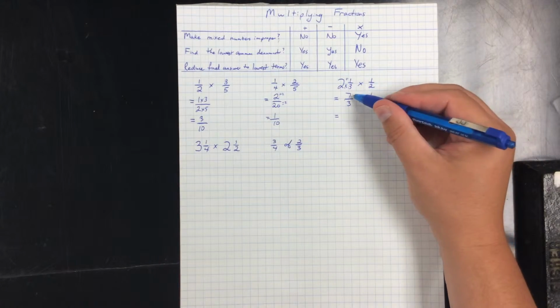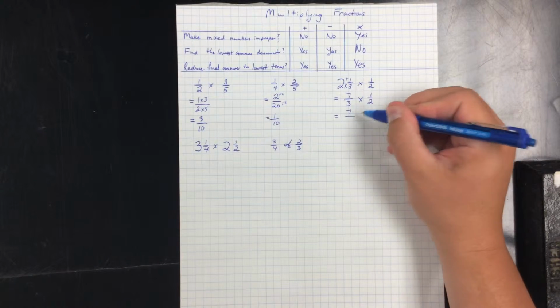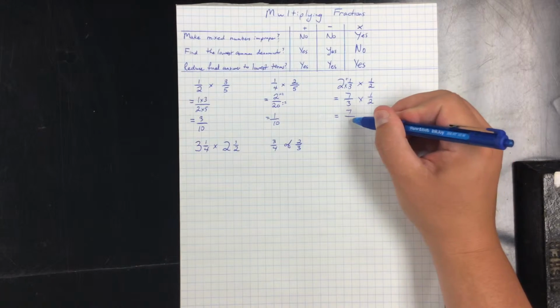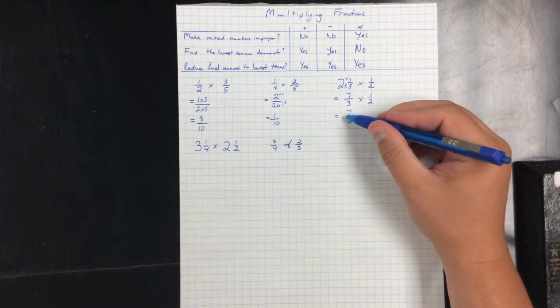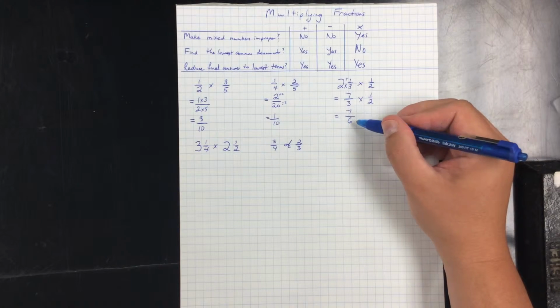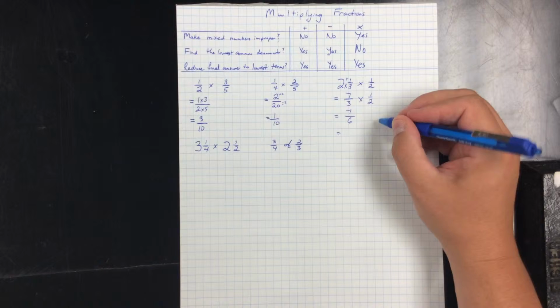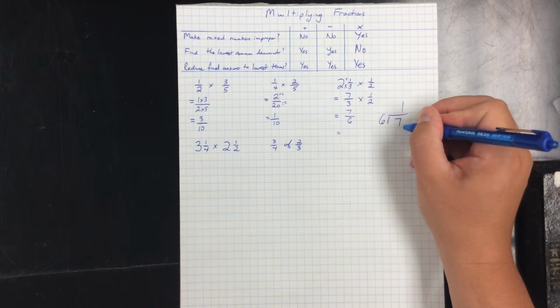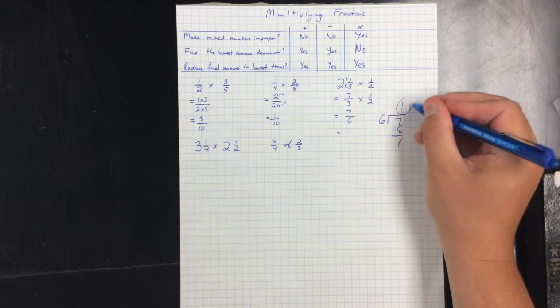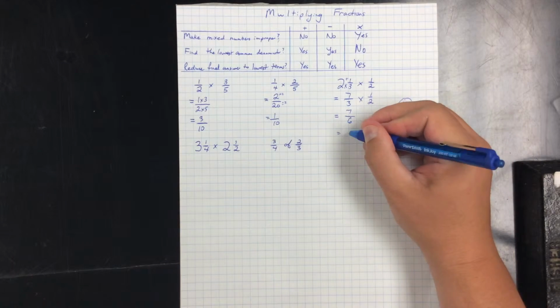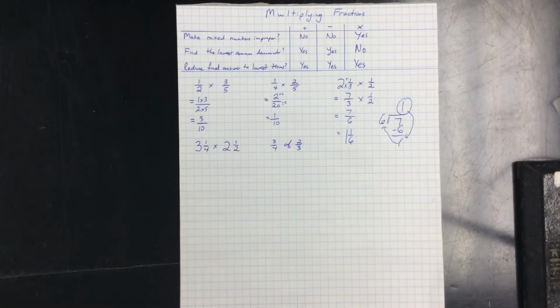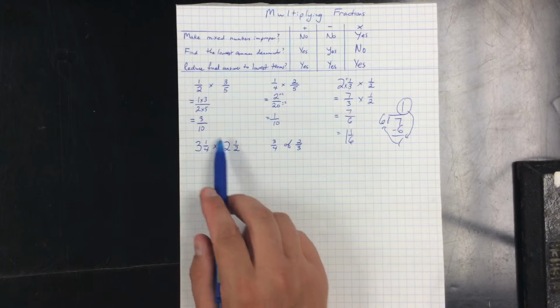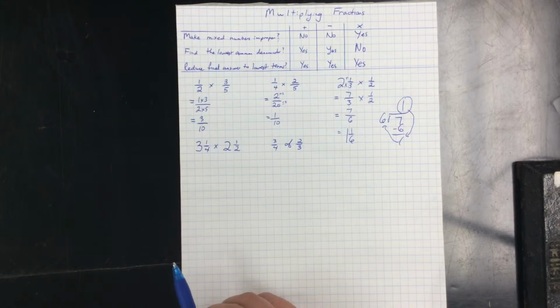Okay, so I'm going to multiply my numerators. 7 times 1 is 7, and denominators 3 times 2 is 6, so 7/6. It's still improper. 7 is larger than 6, so I'm going to have to reduce. How many times does 6 go into 7? It goes in once, with 1 remainder, so I'm going to get 1 and 1/6.